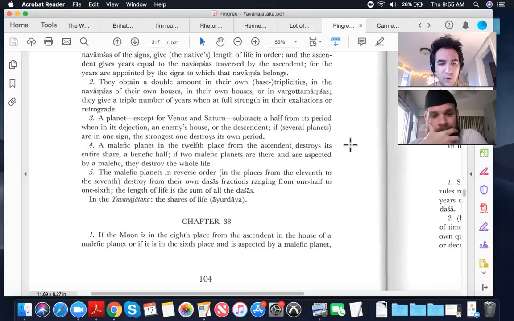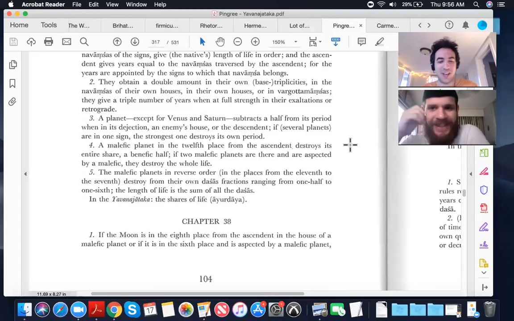The malefic planets in reverse order in the places from the 11th to the 7th destroy from their own dashas fractions ranging from 1/2 to 1/6. The length of life is a sum of all the dashas. I mean, maybe Vimshottari dasha being 120 years, that could be a reference to that. But we don't see Vimshottari in this text as far as I know. And this whole thing of the malefic planets destroying in these fractions, maybe you get 1/6 the further you get away from the ascendant. It's not really clear. If it destroys completely in the 12th house, then maybe you go down in increments as you go through the 11th to the 7th. But like you've said, we just don't have the whole technique here.